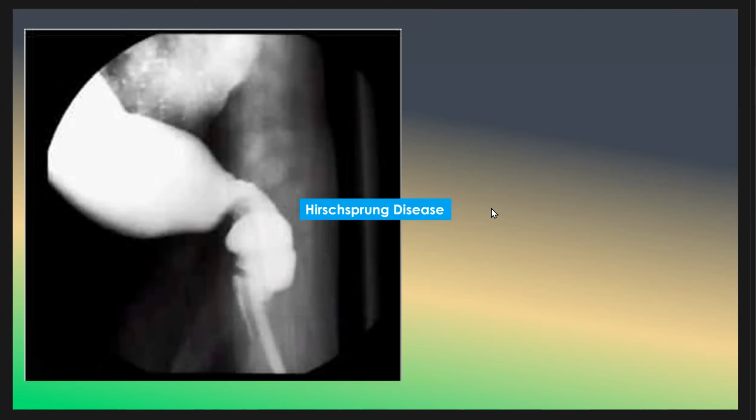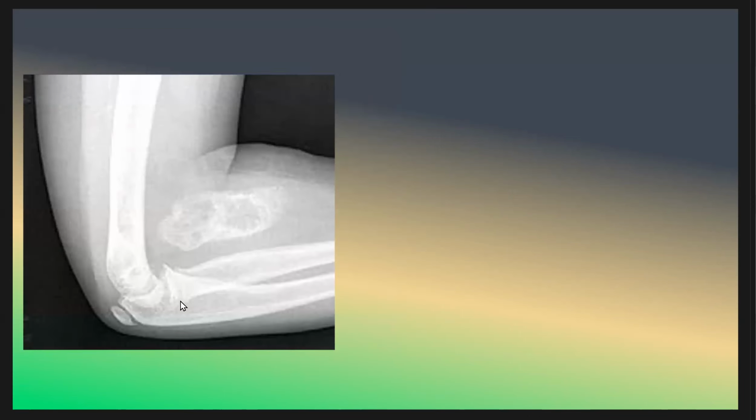What do you think the patient has? This is a child with an immature skeleton, and we have some calcification in the soft tissue away from the bone, and this is myositis ossificans.